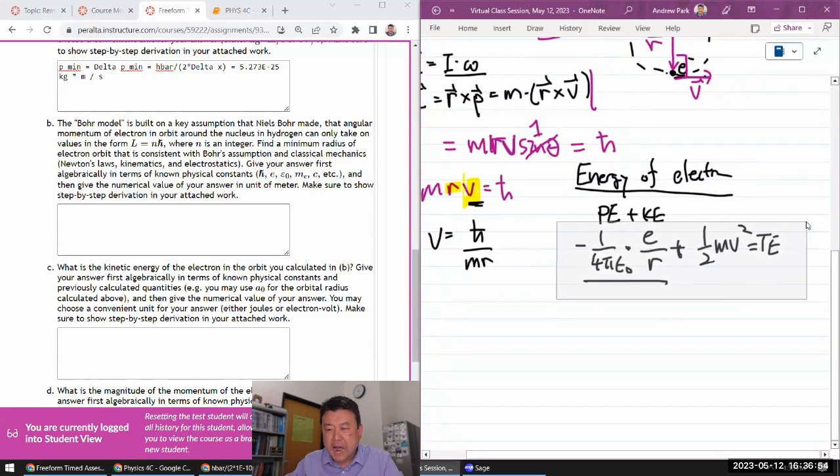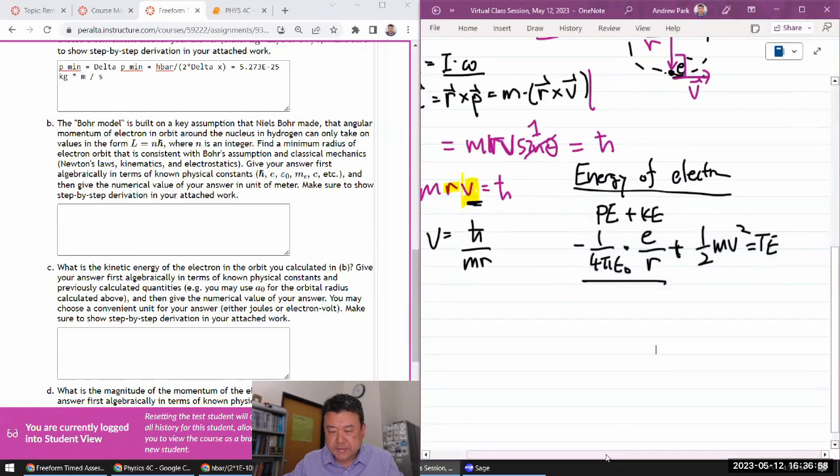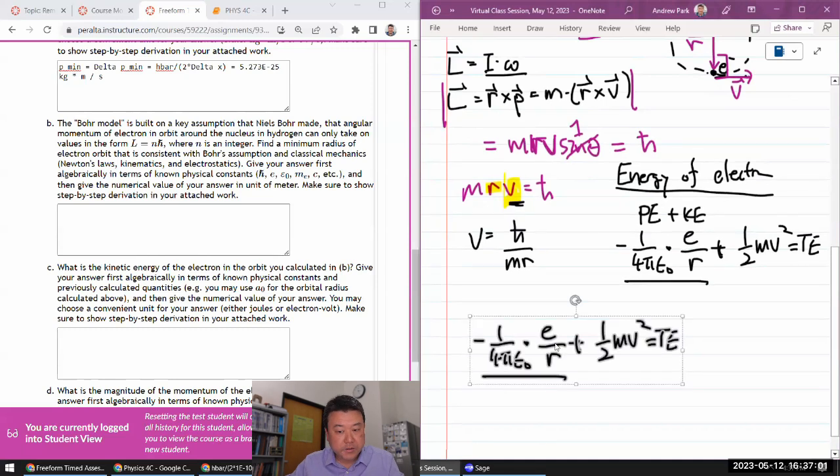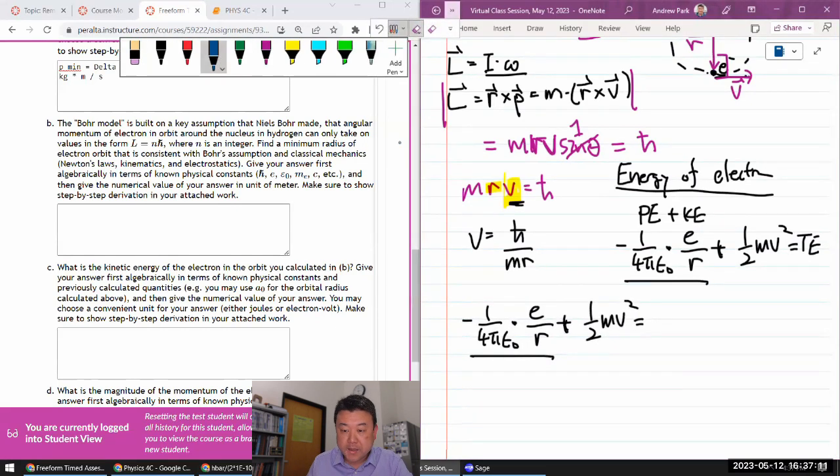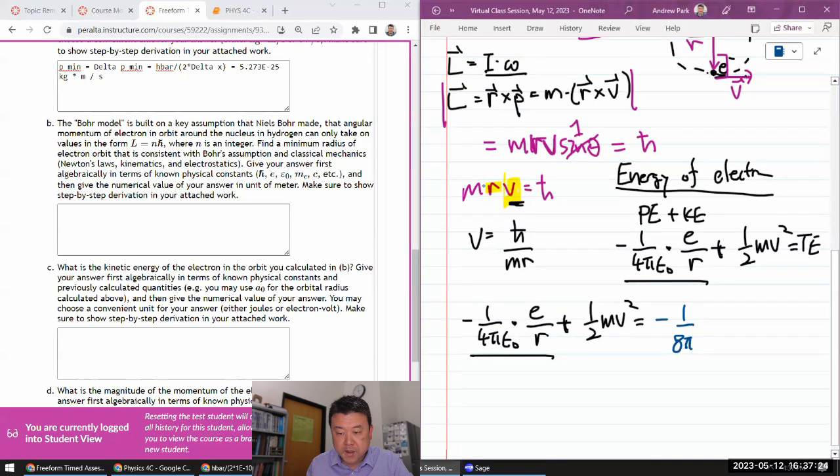Let me take one shortcut. I happen to know what this needs to equal, and sorry, I can't justify this well right now other than to appeal to something called the virial theorem. I happen to know that this sum has to be half of the potential energy, so it needs to be minus 1/8 pi epsilon naught times e over r. Then I have two equations and two unknowns, r and v. So I can eliminate v and solve for r.